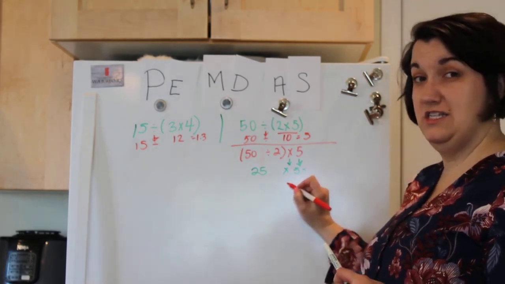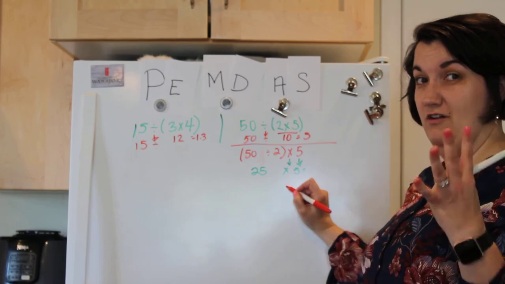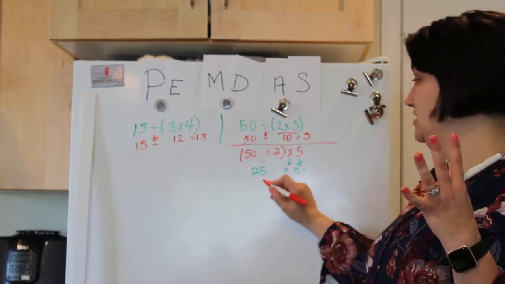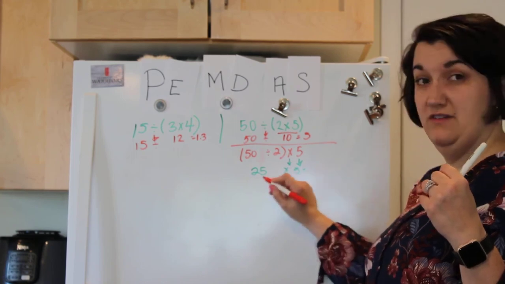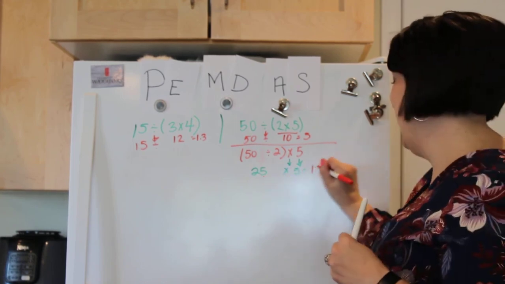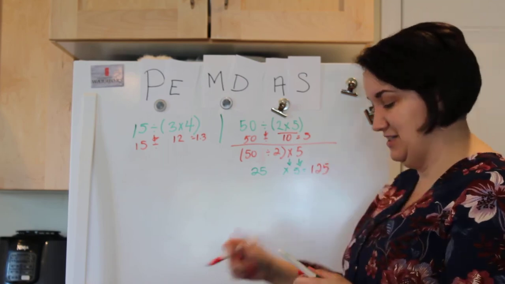How many quarters does it take to make $1? 4. 4, exactly. So we know it's just over 100. So what's 100 plus one more set of 25? 125. Exactly. Perfect. Way to be persistent.